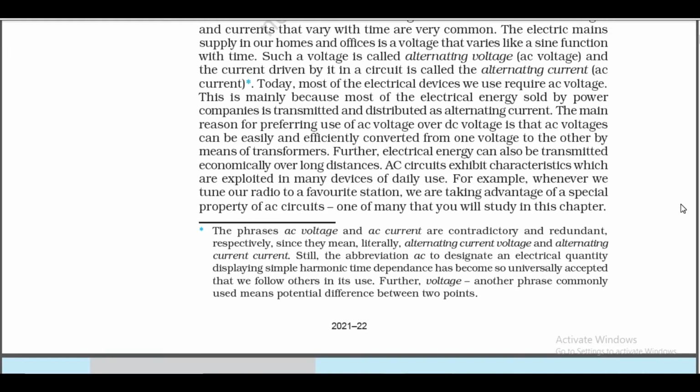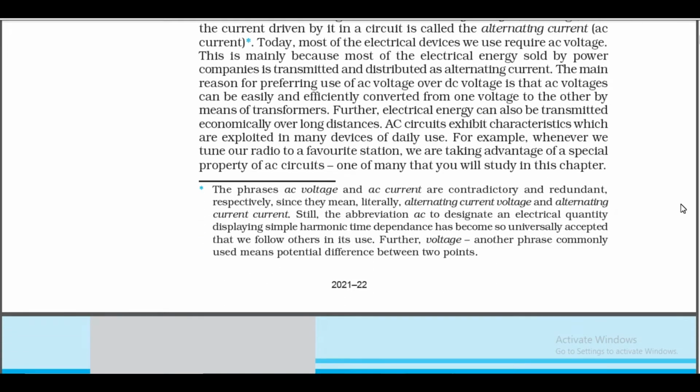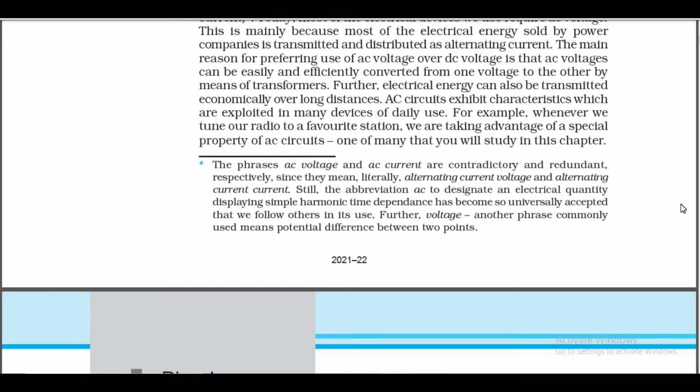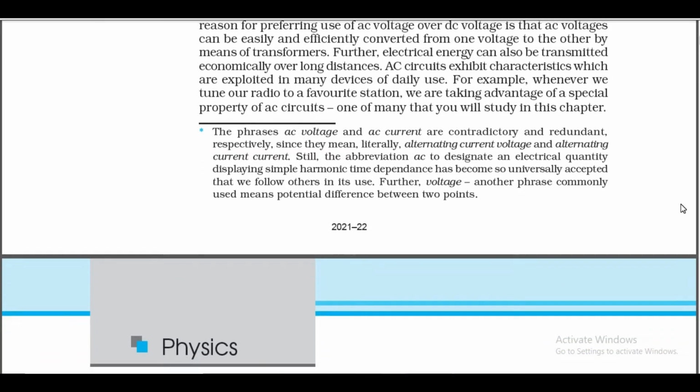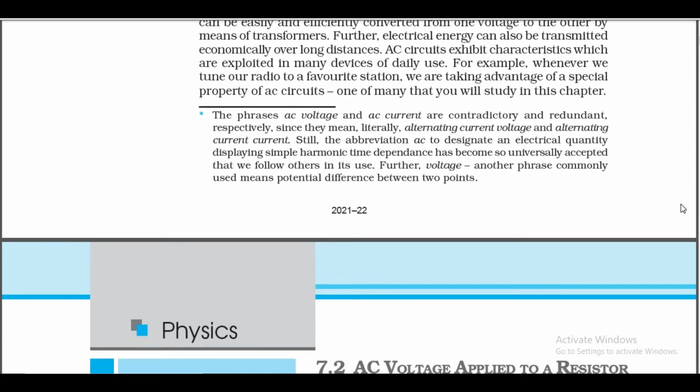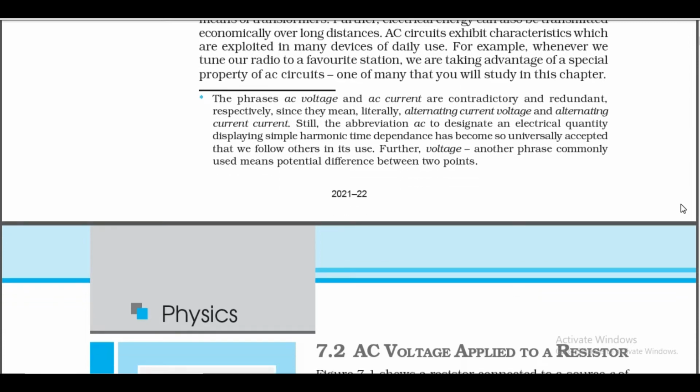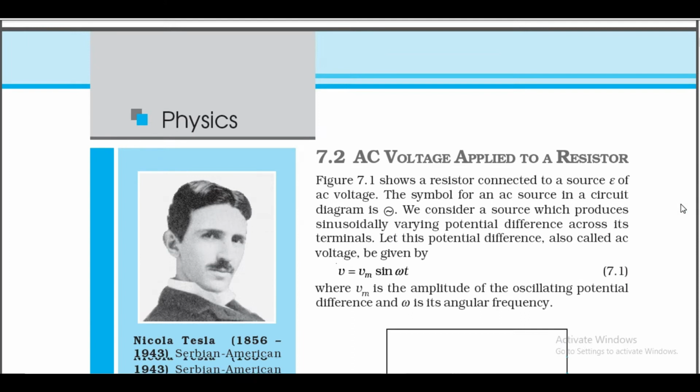AC circuits exhibit characteristics which are exploited in many devices of daily use. For example, whenever we tune our radio to a favorite station, we are taking advantage of a special property of AC circuits, one of many that you will study in this chapter.